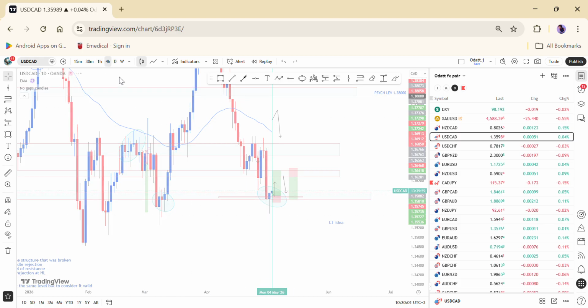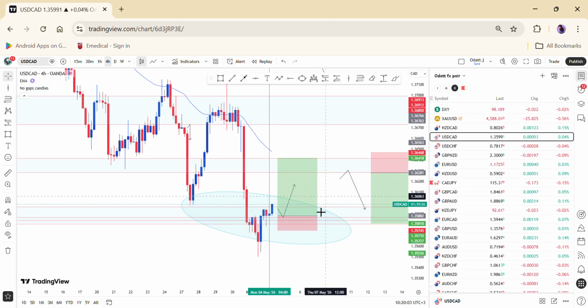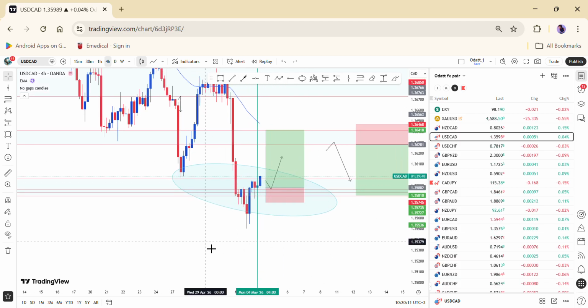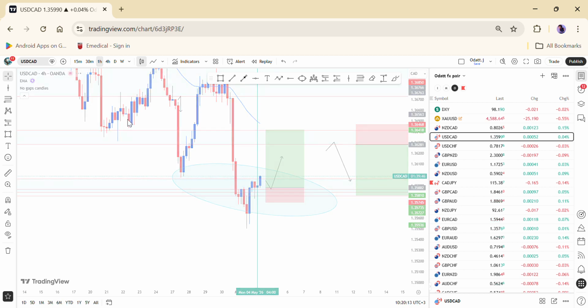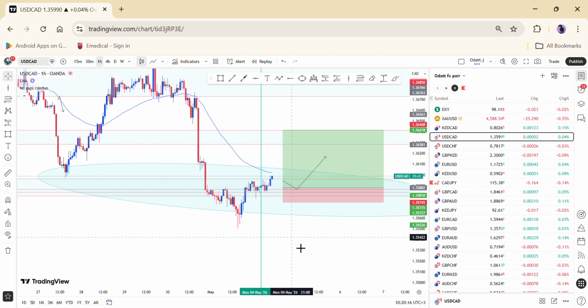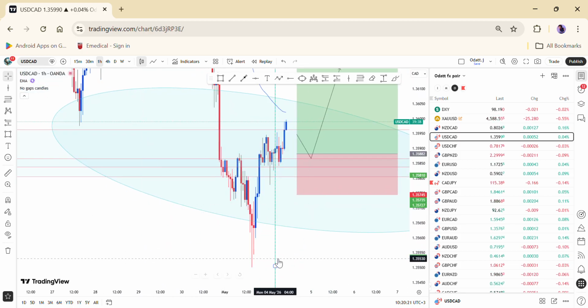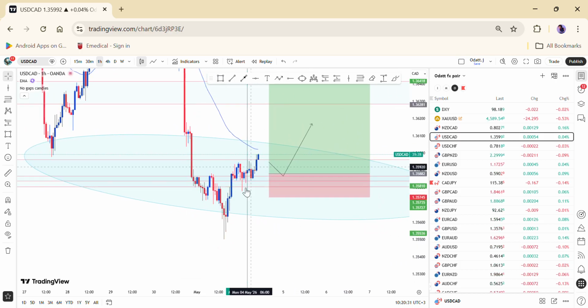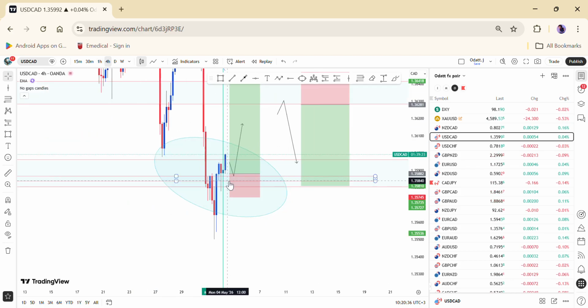But to take that, I need the 4H to have that shift of structure. As you can see, we have that break, retest, and then we continue moving to the upside. Actually I didn't take this trade because this was around the 4H, no shift of structure to the upside. So I was late taking this trade. It's a very perfect trade I can see now, but I didn't take this trade. So this is the counter trend.